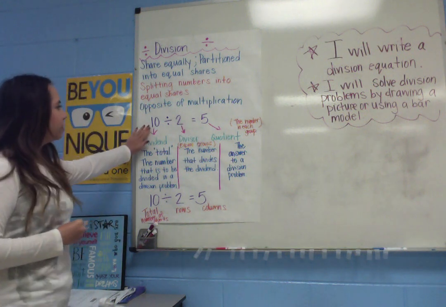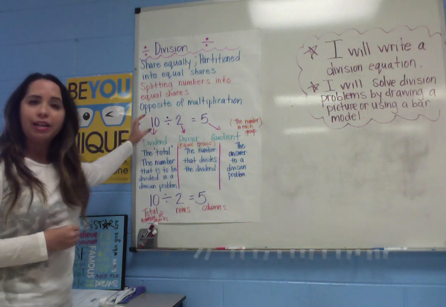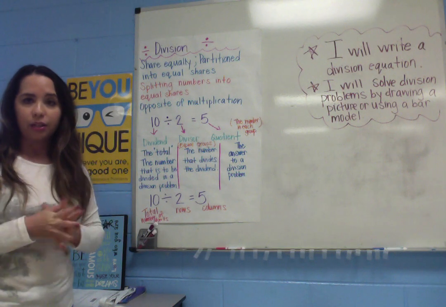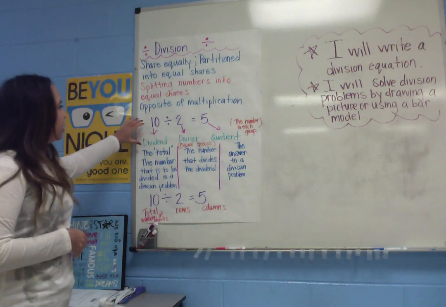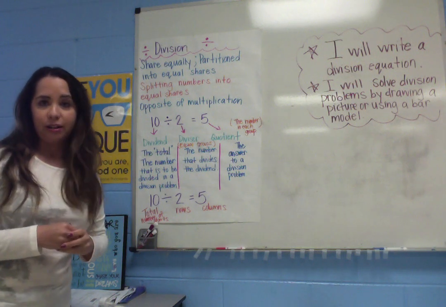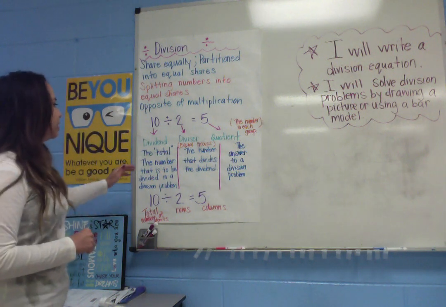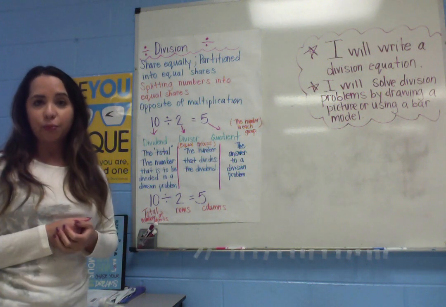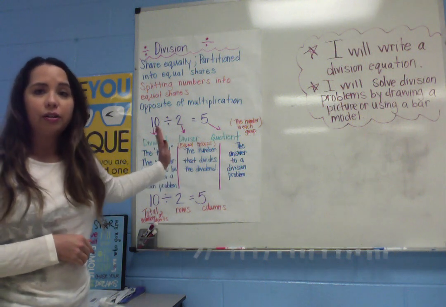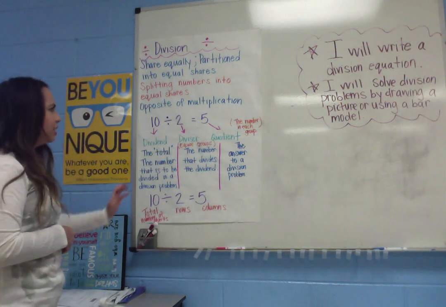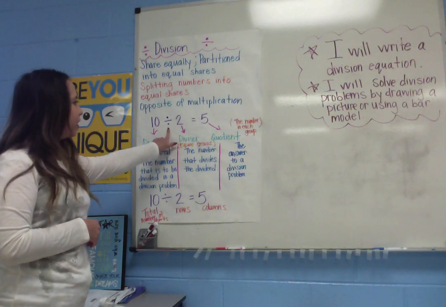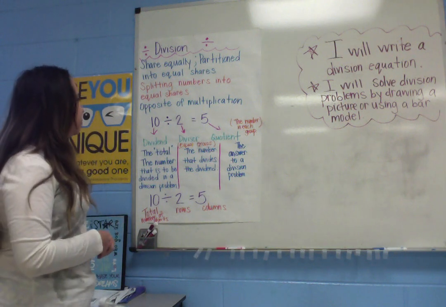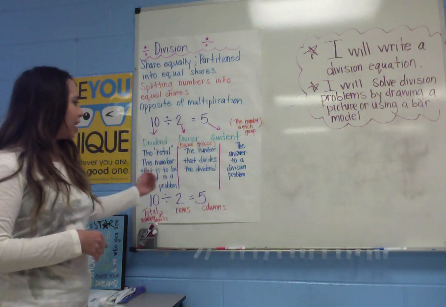So 10 right here, 10 represents the total number. Whatever the objects are, it could be 10 brownies, 10 teachers. This number is called the dividend. The dividend is the total. It's the number that is to be divided in a division problem. First number, the total, that's called the dividend. Divided by, so 10 divided by 2. 2 is called the divisor. The divisor is the number that divides the dividend.